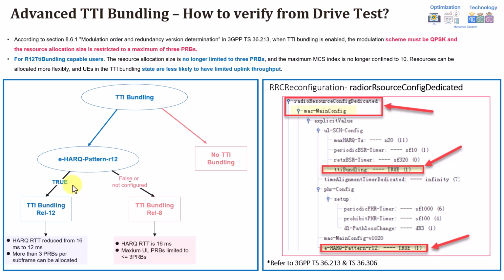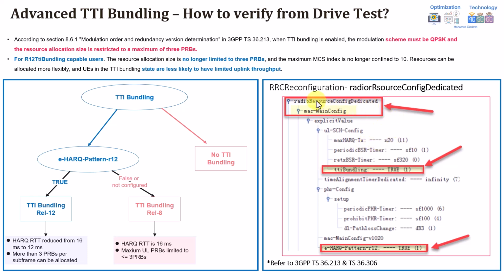But in case the capability is supported and this parameter is enabled, you need to check with your vendor, maybe they have a different perspective, but this is just from 3GPP. If it's enabled, this means the bundling release 12 is being supported, so the HARQ RTT will reduce from 16 to 12 milliseconds, and now you can get even more than 3 resource blocks for the uplink allocation. And in the right figure, this is how to confirm in general whether TTI bundling is being triggered or not.